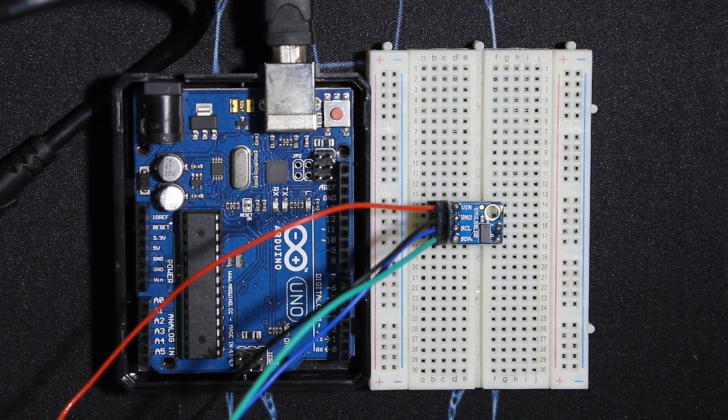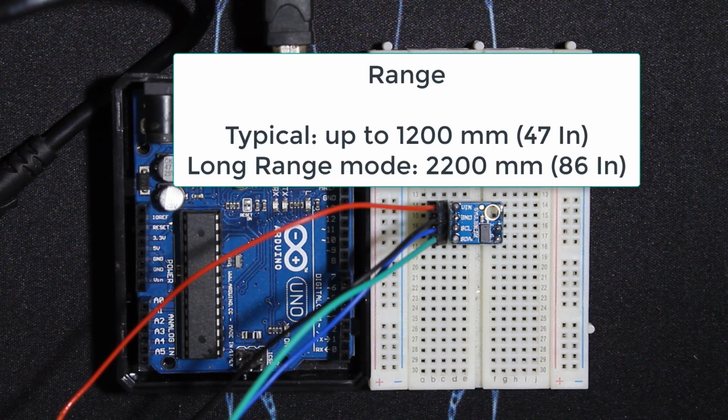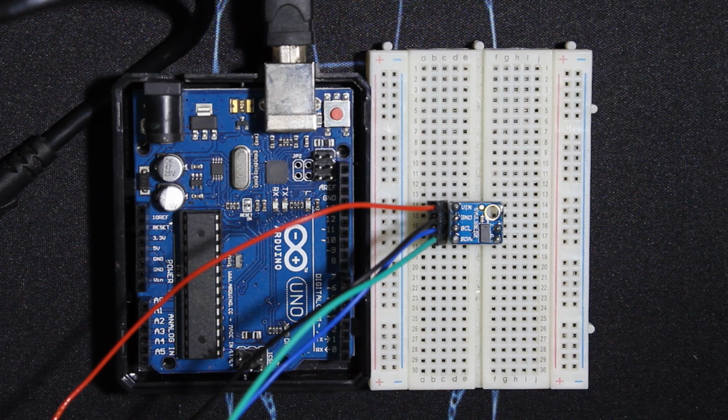Its range depends on the ambient light and the color. In good condition, it can reach 1.2 meters. So if you are wondering about measuring a liquid or fluid level, I tried it for water. It works fine. It measures the water level.